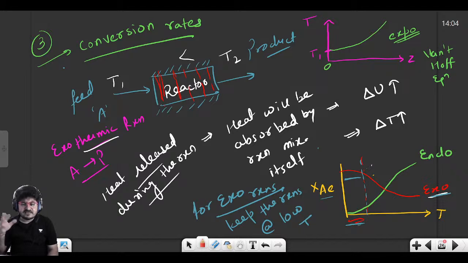So that's how you guys can understand this. Okay, so these are three main points which you can use to explain the effect of temperature gradient on reactor performance. Okay, now if we talk about the strategies, how we can manage the temperature gradient in our benefit.